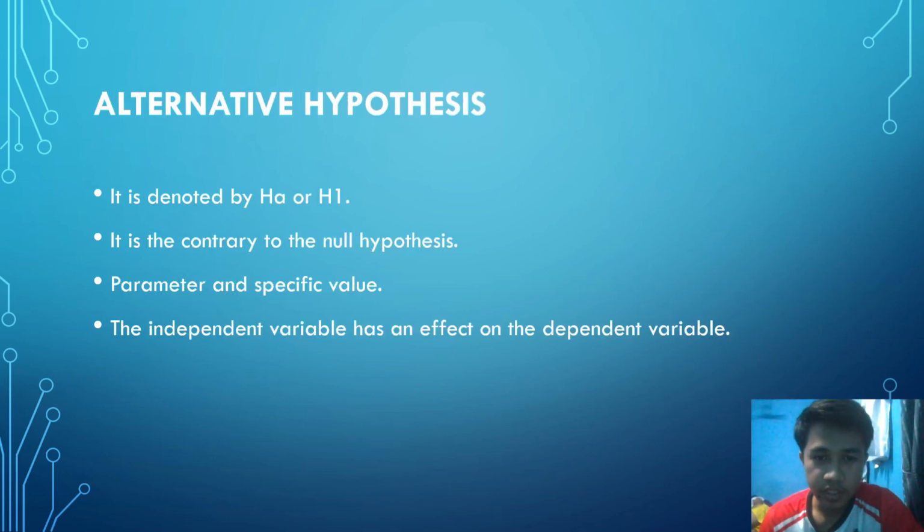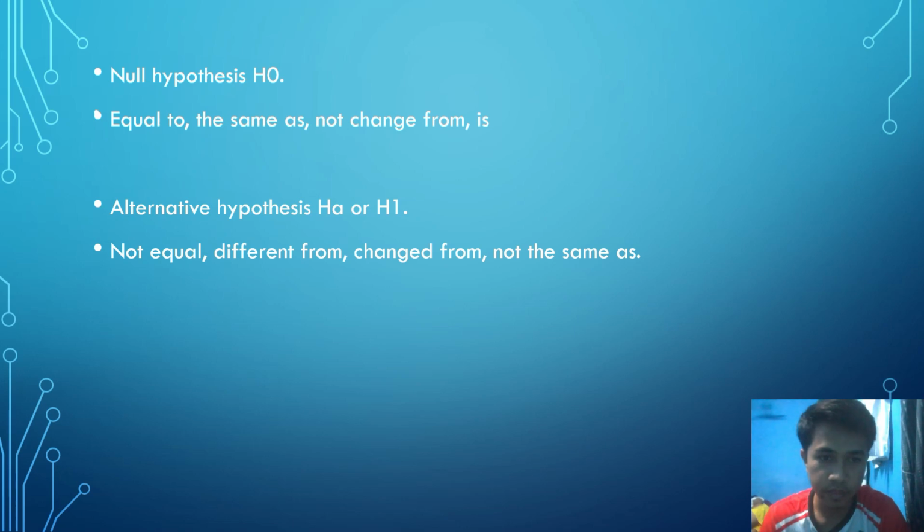The alternative hypothesis is denoted by H sub A or H sub 1. It is contrary to the null hypothesis. The independent variable has an effect on the dependent variable, which is the alternative hypothesis, having a specific value or parameter that contradicts the null hypothesis, and there is an effect of the independent variable.